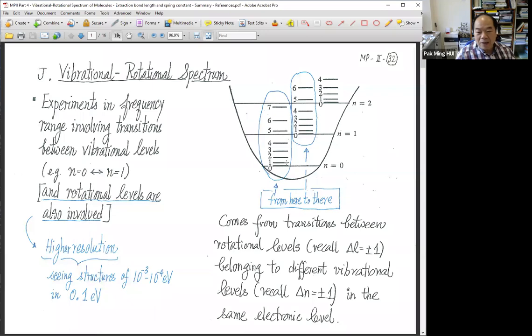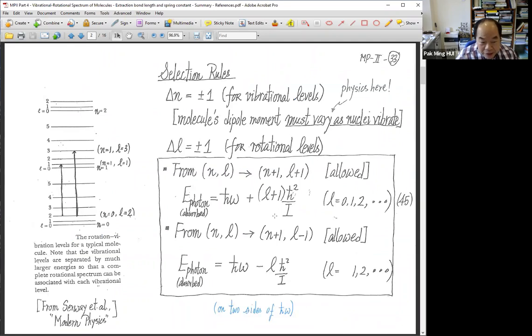So let me come back to here. Now we are considering vibrational rotational. That means we have to consider a change in n and a change in L that goes with the selection rules. So this is the example that I just made. You start from here, n equals 0, L equals 2.